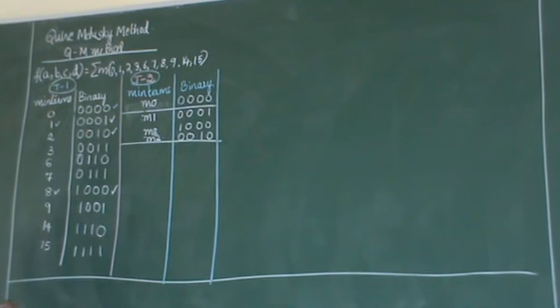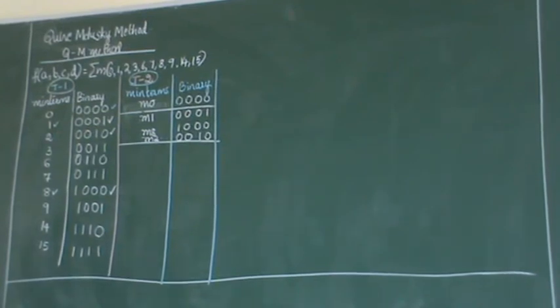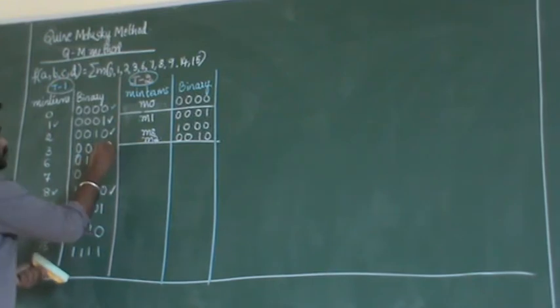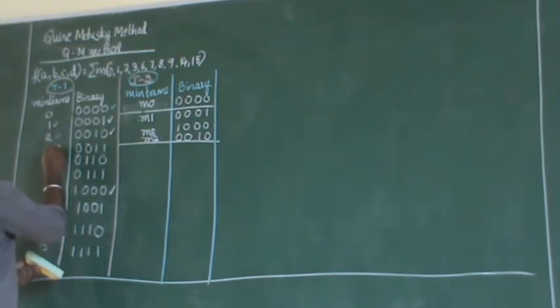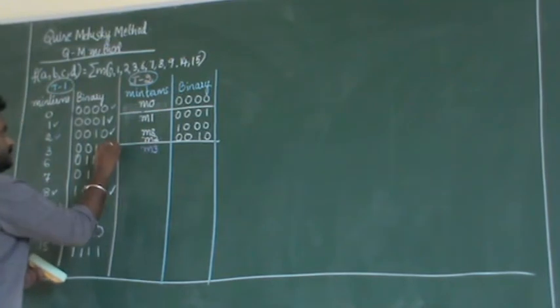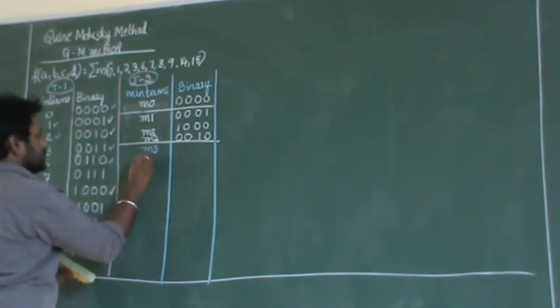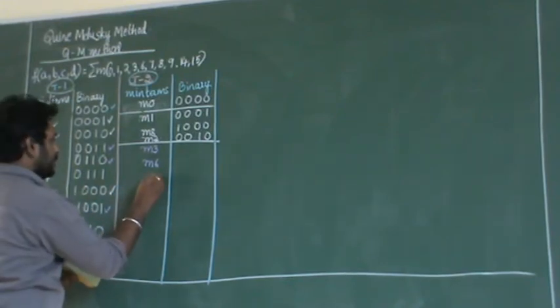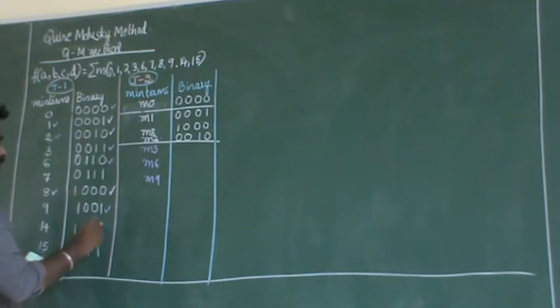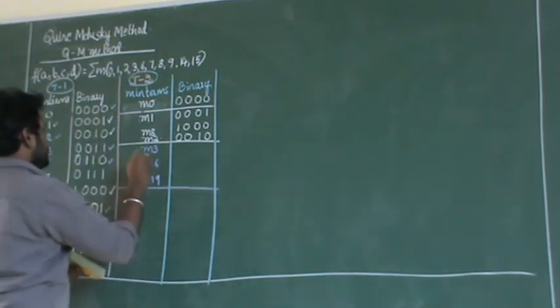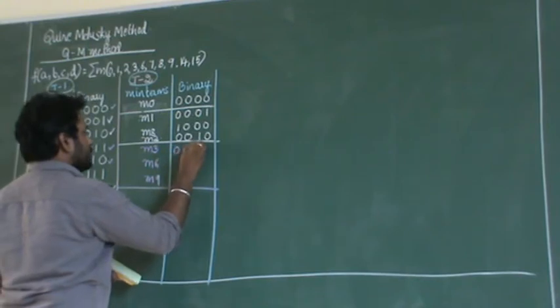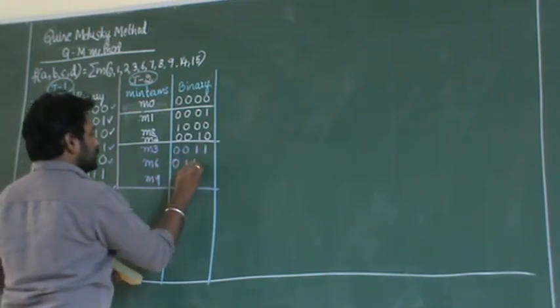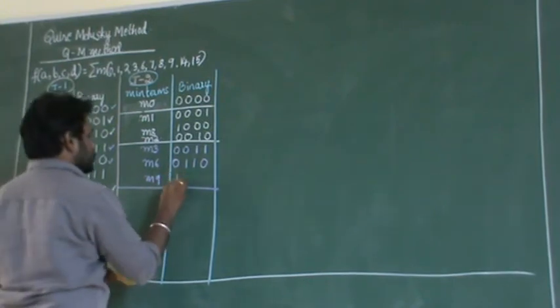See, if you miss out any one term, then it will be very difficult. Please take down properly. Next group will be having 2 number of ones. So that is M3, next comes M6, next comes M9. Okay, that's all. M3 is written as 0, 0, 1, 1. Next 0, 1, 1, 0. Next M9 is written as 1, 0, 0, 1.